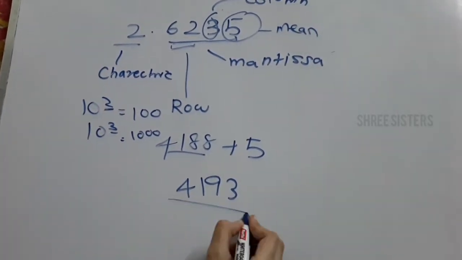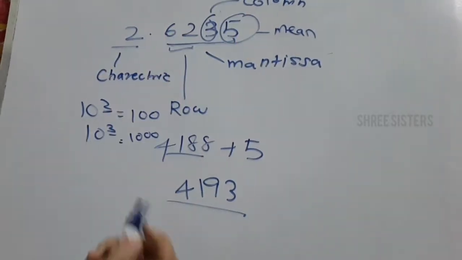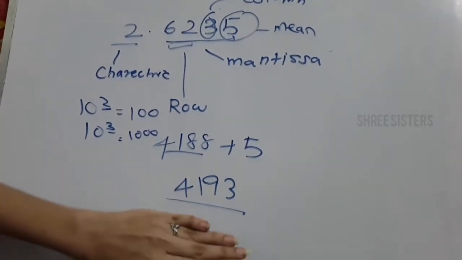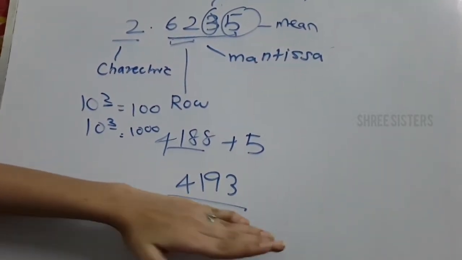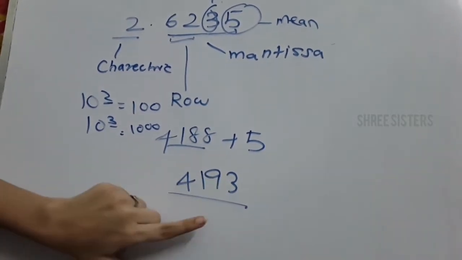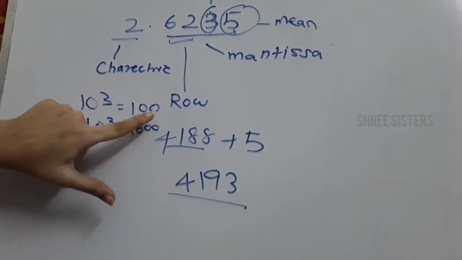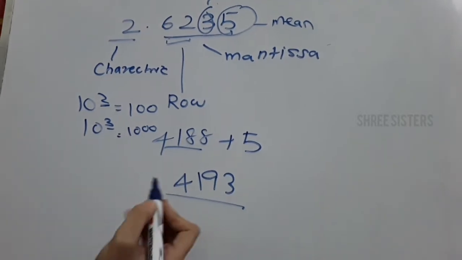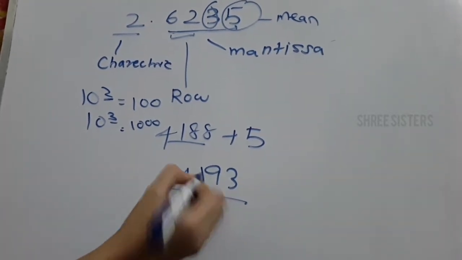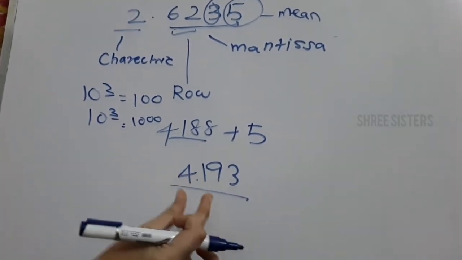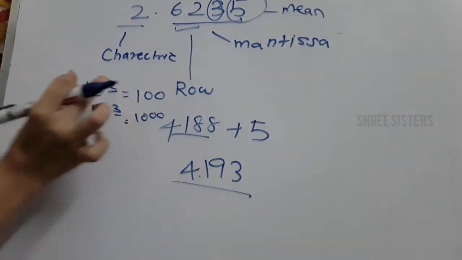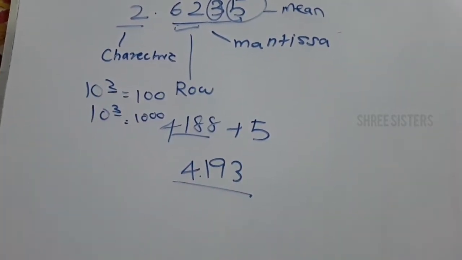Now for this number, what we have got after adding, we have to see the possible number after putting a decimal point somewhere in between, and check whether the number will lie between 100 and 1000. Like if I keep a decimal point here, 4.193, we have to see whether this 4.193 lies between 100 and 1000, then that will be our answer.